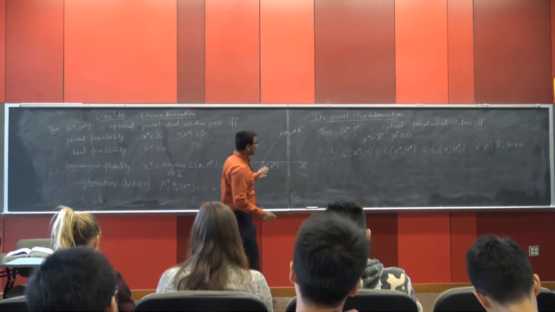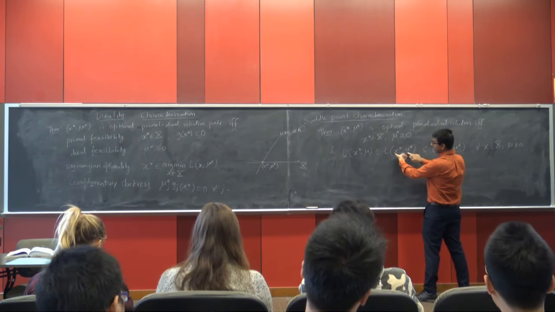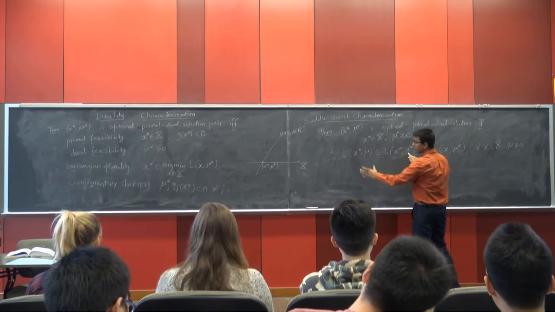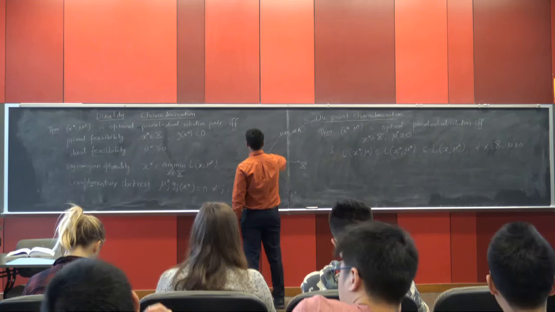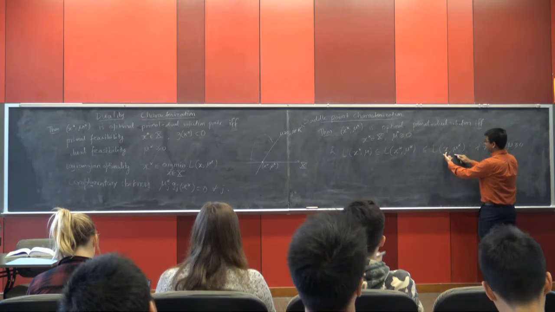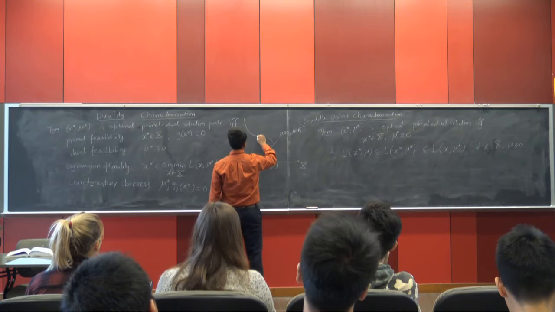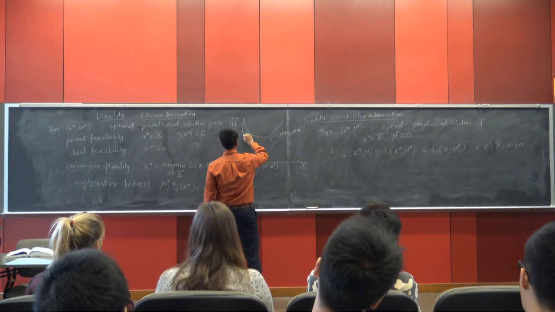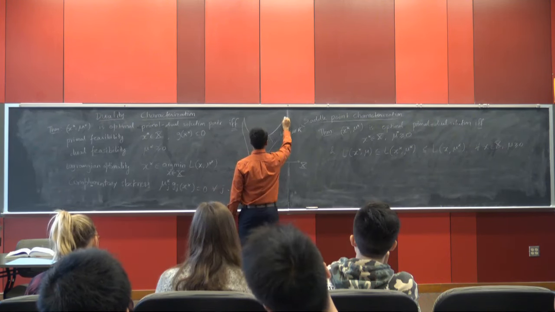So if I'm at X star, mu star, if I'm sitting at this point, and I go along the mu direction, my Lagrangian is going to reduce. So it's going to look something like this. But if I'm going along the X axis, then my Lagrangian is going to increase. So that looks something like this. And that's what your L is going to look like.